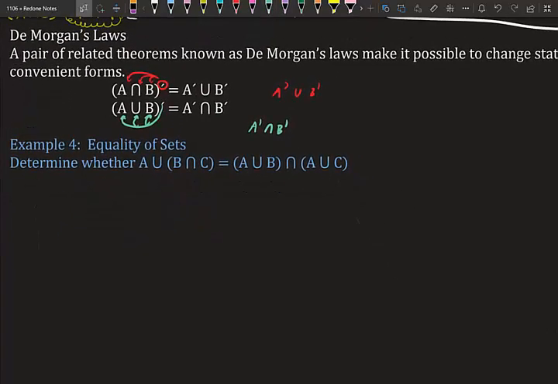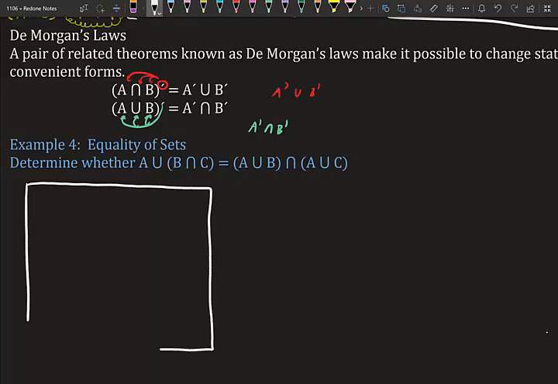All right, example 4, equality of sets. So we're doing the same thing as example 3, except now with 3 sets, so A, B, and C. Determine whether A union B intersection C equals A union B intersecting with A union C. So let's just break each side down, and then we're going to break it down into all the pieces. So let's draw our Venn diagram, since we know we're going to need it to label our regions, because we just learned that in the previous example.